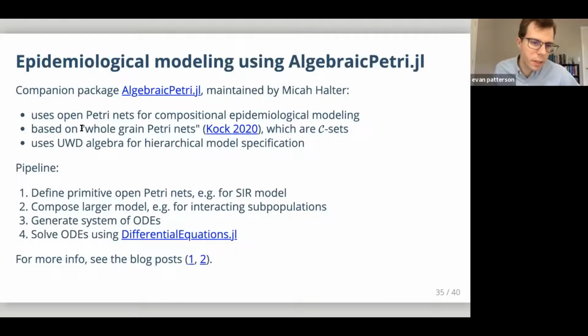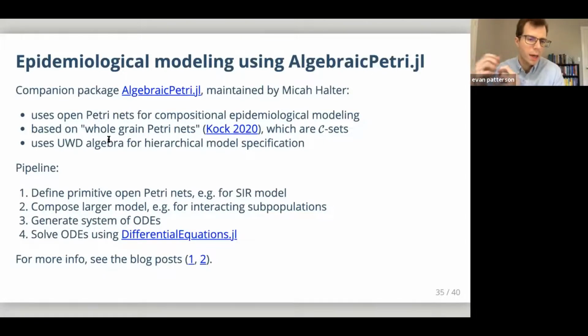So in fact, it's based on the whole grain Petri nets of Baez and Pollard, which is convenient from our point of view because those are actually C-sets, although their morphisms are a bit more complicated. The morphisms aren't just natural transformations, they have some extra structure. In any event, this relates to the present talk because we use the UWD algebra structure that I just described in order to do hierarchical model specification and construction.